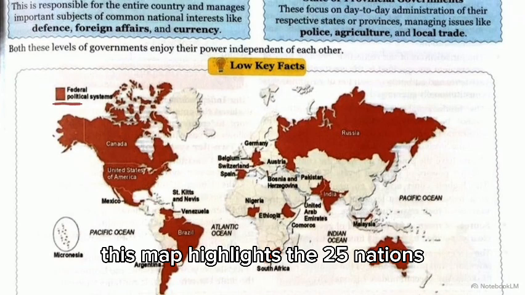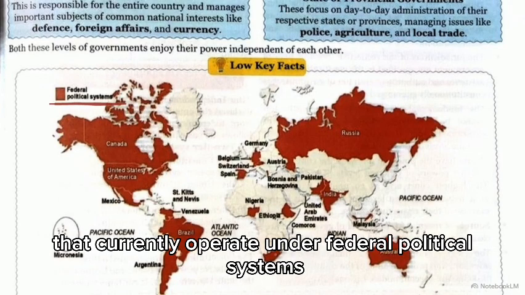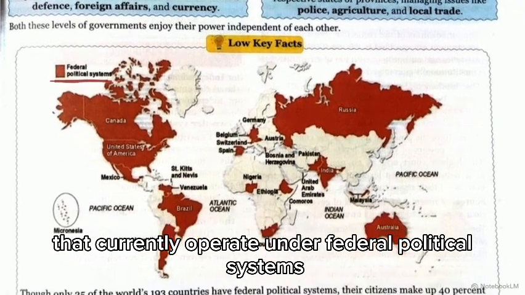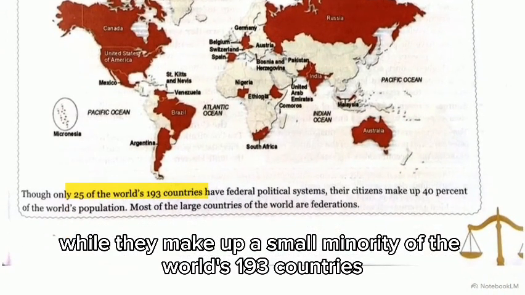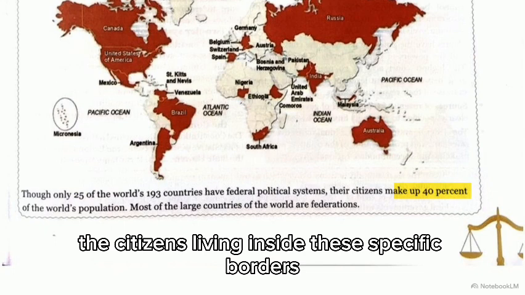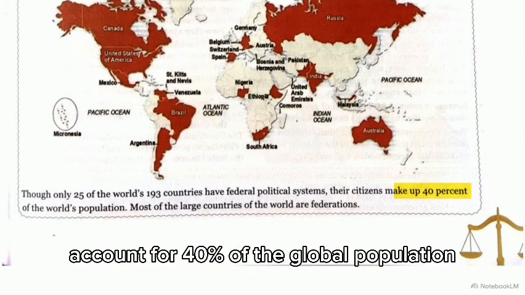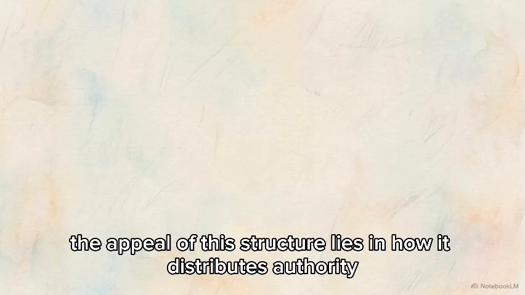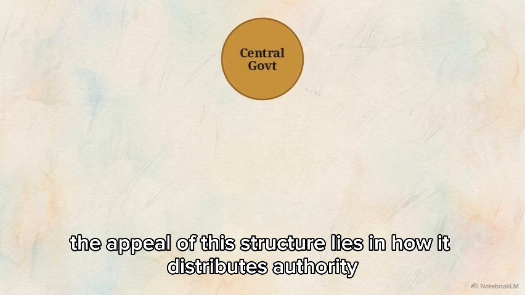This map highlights the 25 nations that currently operate under federal political systems. While they make up a small minority of the world's 193 countries, the citizens living inside these specific borders account for 40% of the global population. The appeal of this structure lies in how it distributes authority.